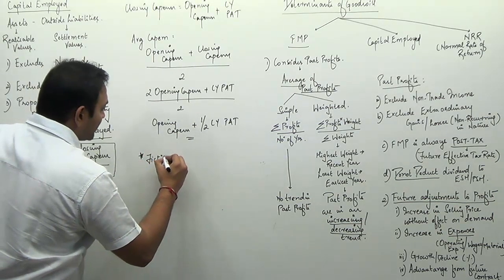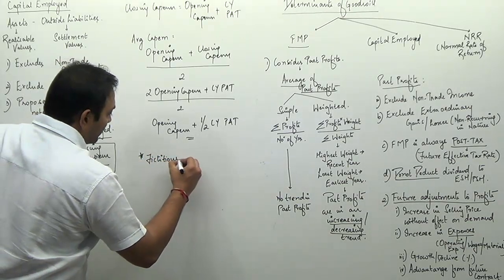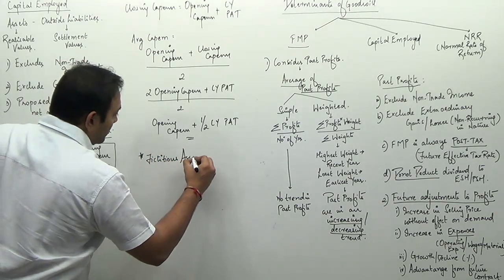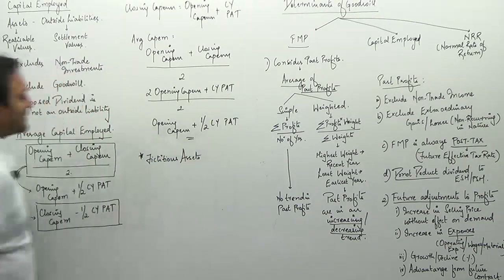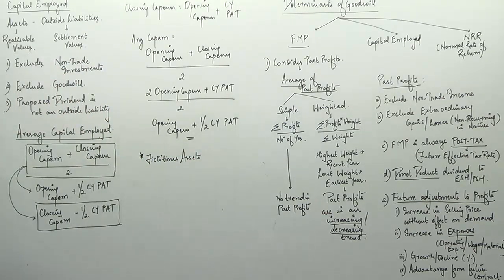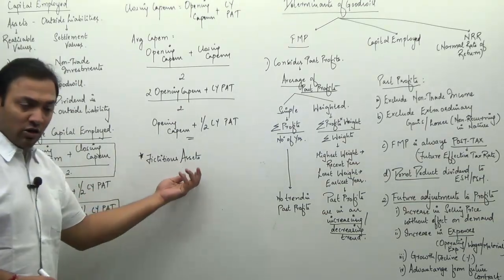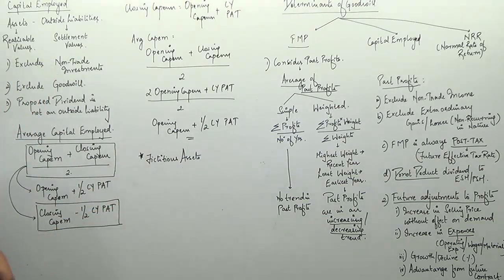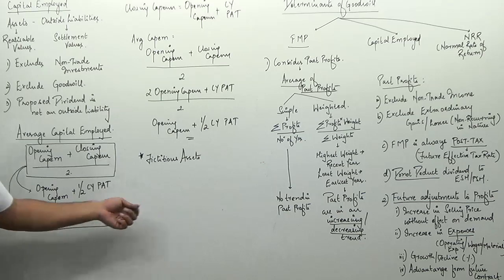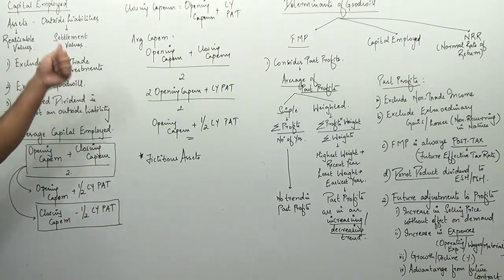Fictitious assets. What are fictitious assets? Miscellaneous expenses not written off in the balance sheet. Now such an expenditure or such an asset which is appearing on the asset side of the balance sheet, can I consider it for the purpose of computation of capital employed?